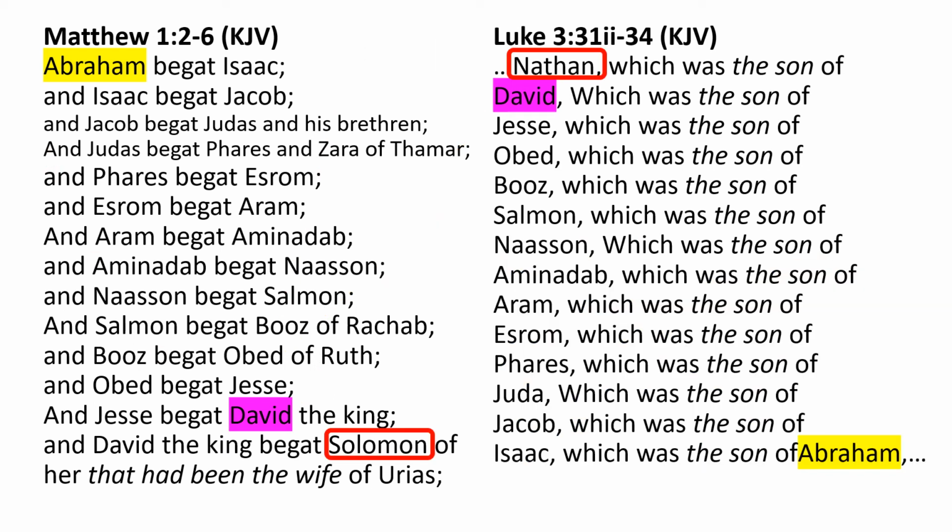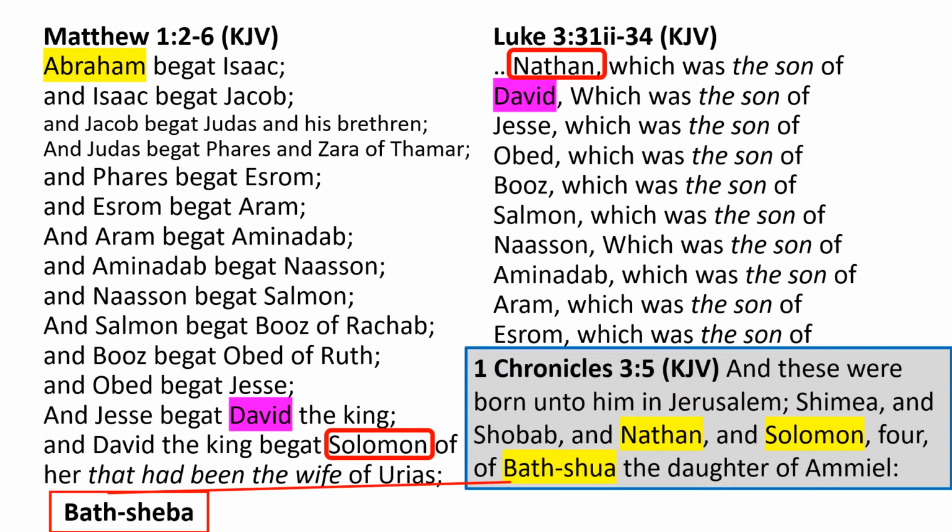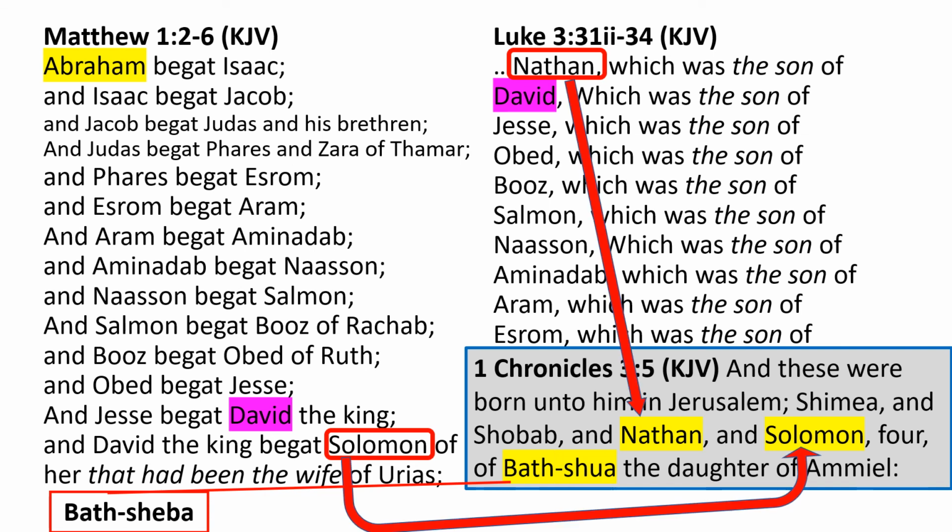Lord willing, I hope to talk more about this next time, but both David's sons, Solomon and Nathan, talked about in the two different genealogies, are sons of Bathsheba, who David had an affair with and later had her husband killed. So there's been a lot of notable names in the genealogy, but there's also been adultery, prostitution, and murder.